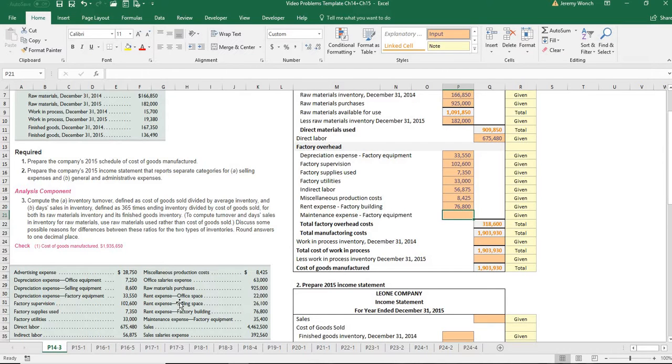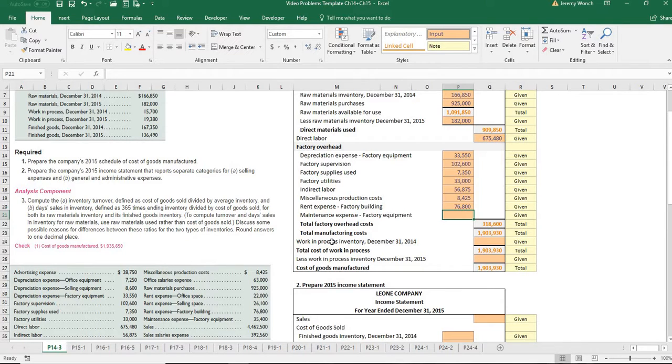And so the office space and selling space, that's going to be your selling and general administrative expense, which is not part of your product cost. So if you remember back to financial accounting, that's not going to flow into your cost of goods sold. That's going to be part of your operating expenses that are lower down on your income statement. And so we just want stuff that's related to the production of our product.